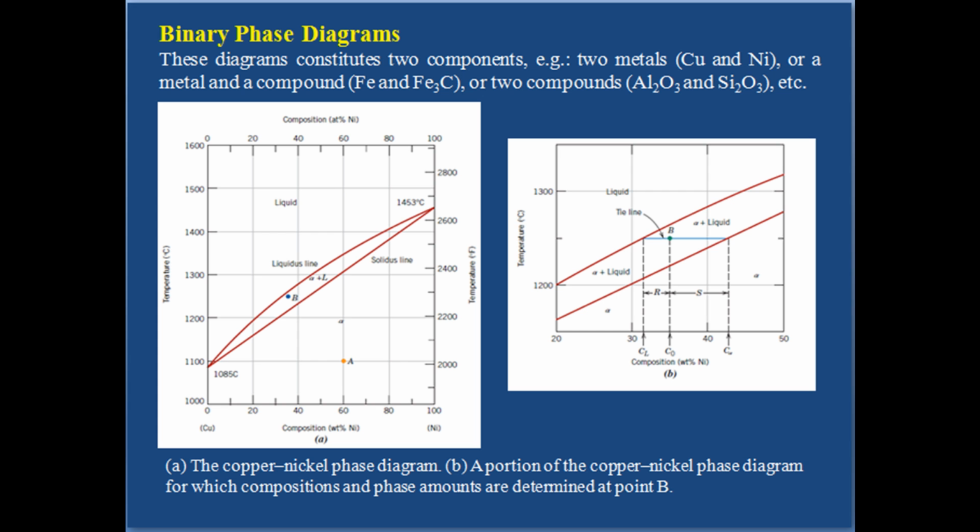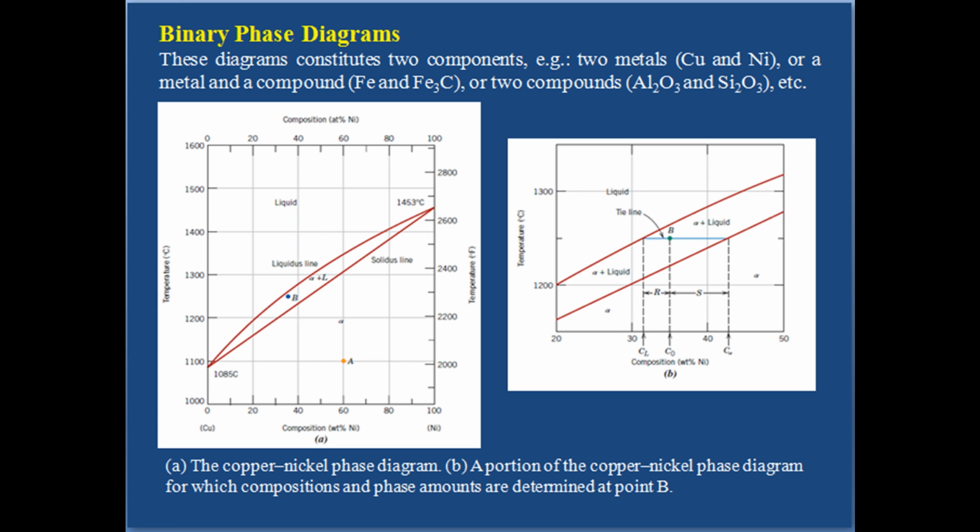Three different phase regions or fields appear on the diagram: an alpha field, a liquid field and a two-phase alpha plus liquid field. Each region is defined by the phase or phases that exist over the range of temperatures and compositions delineated by the phase boundary lines. The liquid L is a homogeneous liquid solution composed of both copper and nickel.